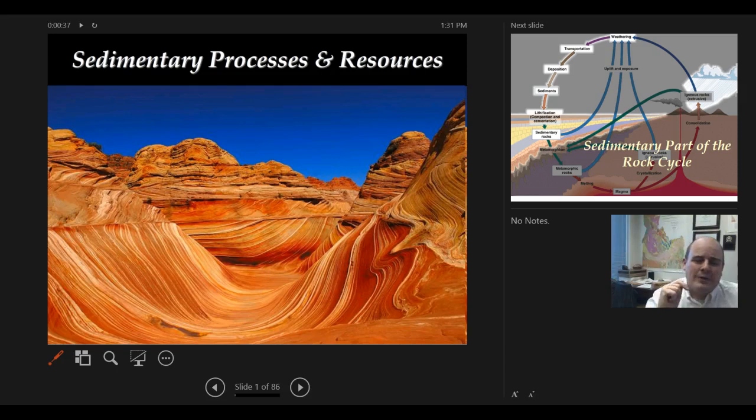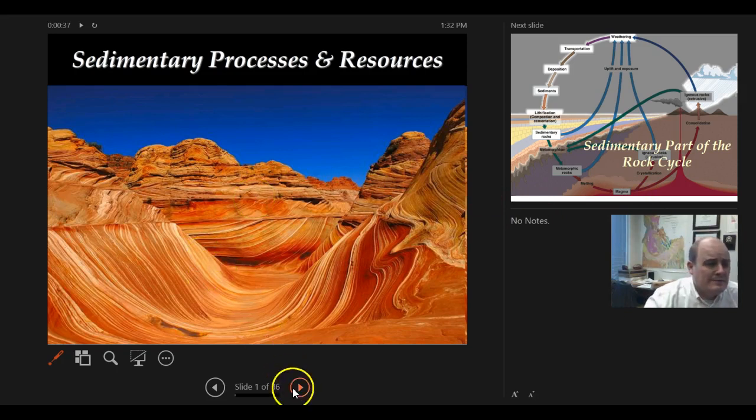And so that's why we're emphasizing that part of minerals, and in our sedimentary rock section and our other rock sections, what we use this material for, right? So this week we're going to be talking about sedimentary processes and resources. We looked at minerals last week and then started talking about rocks a little bit. So we're going to go through the individual parts of the rock cycle to understand sedimentary rocks first. Then we'll talk about igneous rocks and then metamorphic rocks later on.